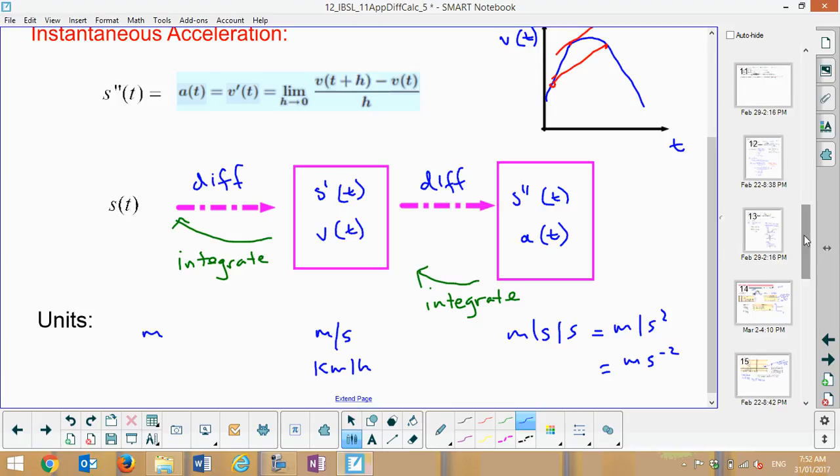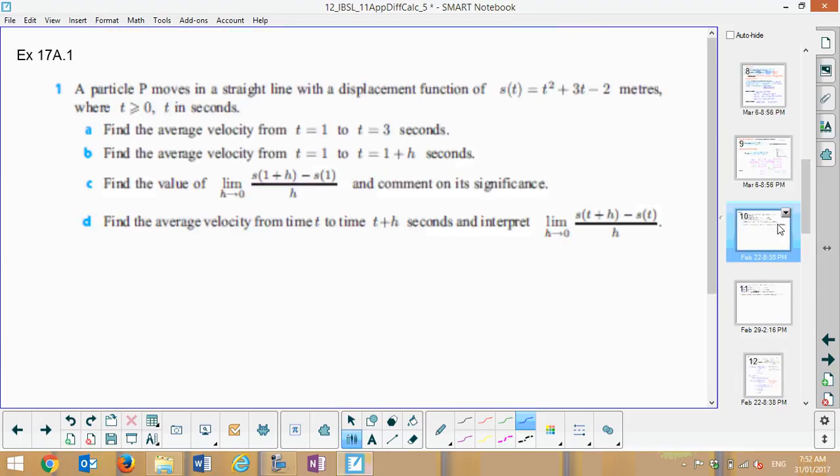This is getting to be a long video because this is a big component. So question 17A.1, I just want to quickly talk about, and then I'll put those up in the notes for you. Here we've got our function describing our displacement. We won't be able to factorise that, so you need to use your calculators for that.